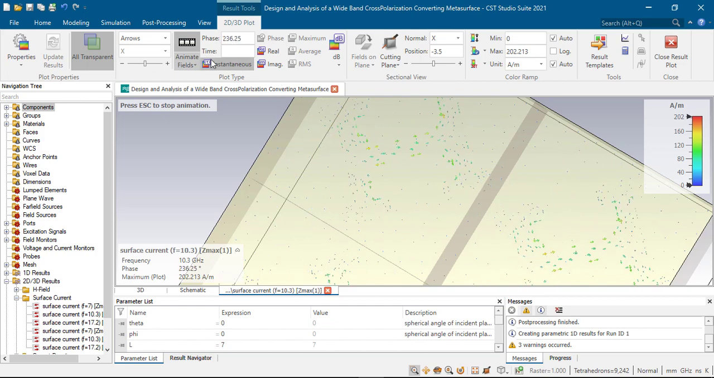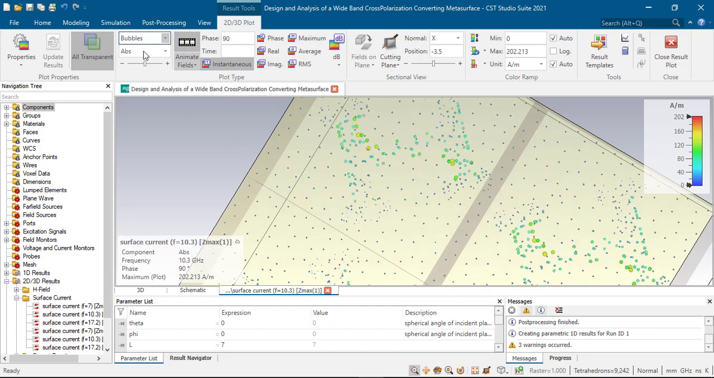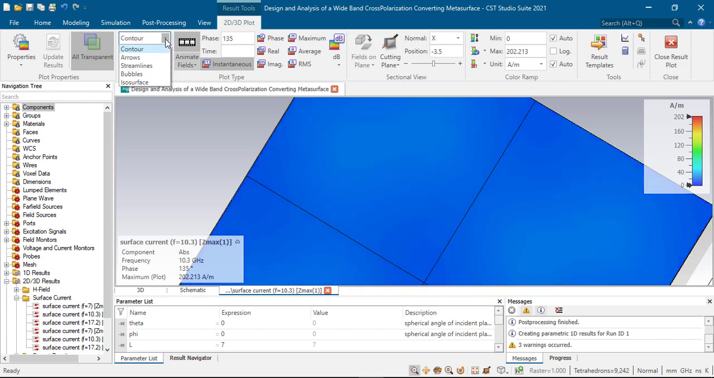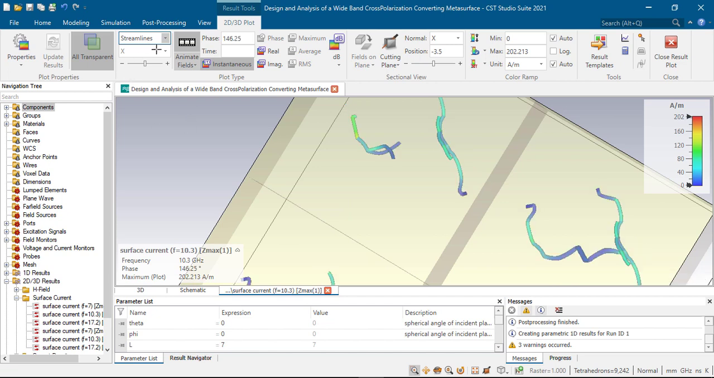We can change some of the parameters from here as well, such as the shape of the arrow, the arrow contour, and different structures.